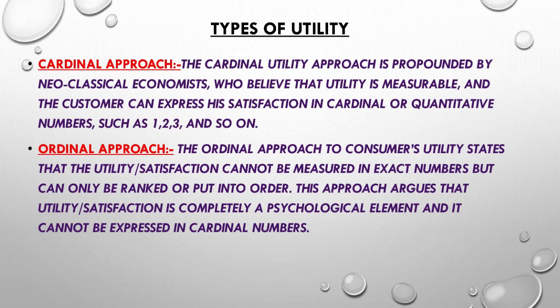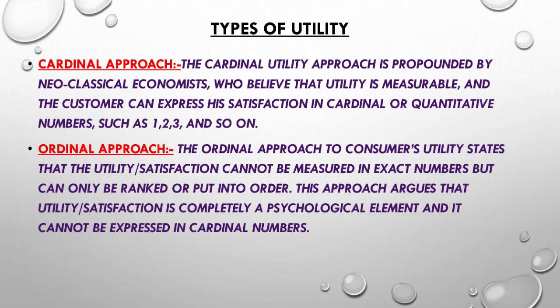To explain utility, there are two types of approach: one is the cardinal approach, another is the ordinal approach. The cardinal approach was given by the economist Alfred Marshall, and the ordinal approach by the economists Hicks and Allen. Then what is the difference between these approaches? Alfred Marshall said that utility, that is satisfaction, can be measured in quantitative terms, in numbers, but Hicks and Allen say that satisfaction cannot be measured in quantitative terms.